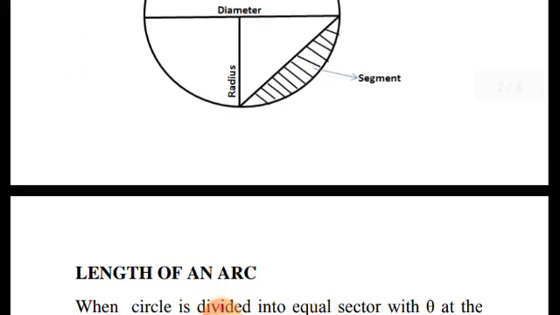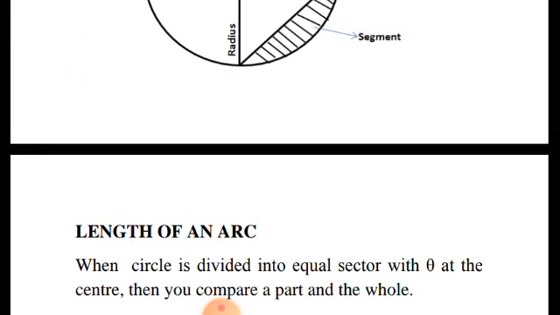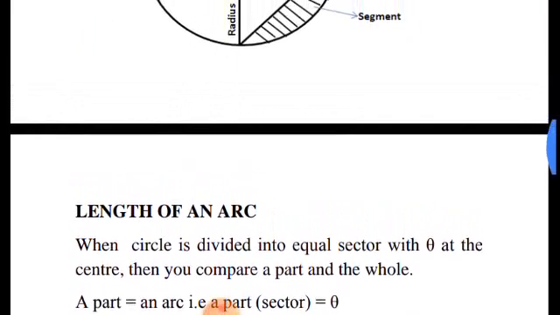Now, let's look at the length of an arc. What is the length of an arc? Or better still, what is the formula for finding the length of an arc? Or we can also say, how can we derive the formula for finding the length of an arc? First and foremost, when a circle is divided into equal sectors with theta at the center, you can compare a part and the whole. Now, what is a part? A part, like I said, is an arc, that is the sector, which is represented by theta.